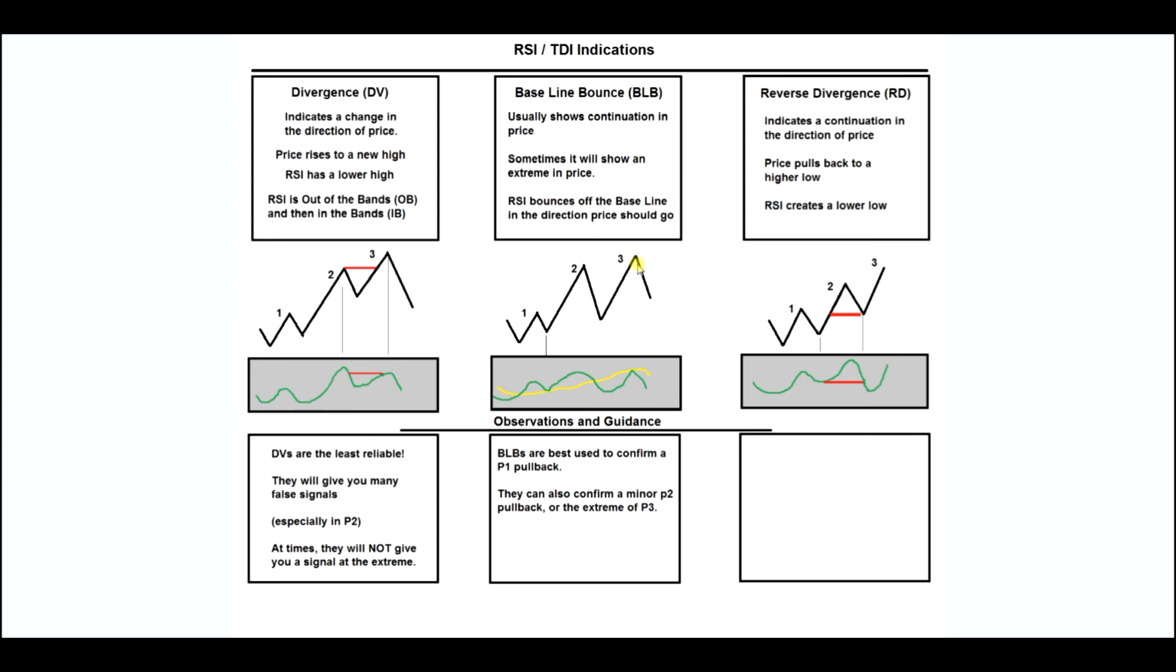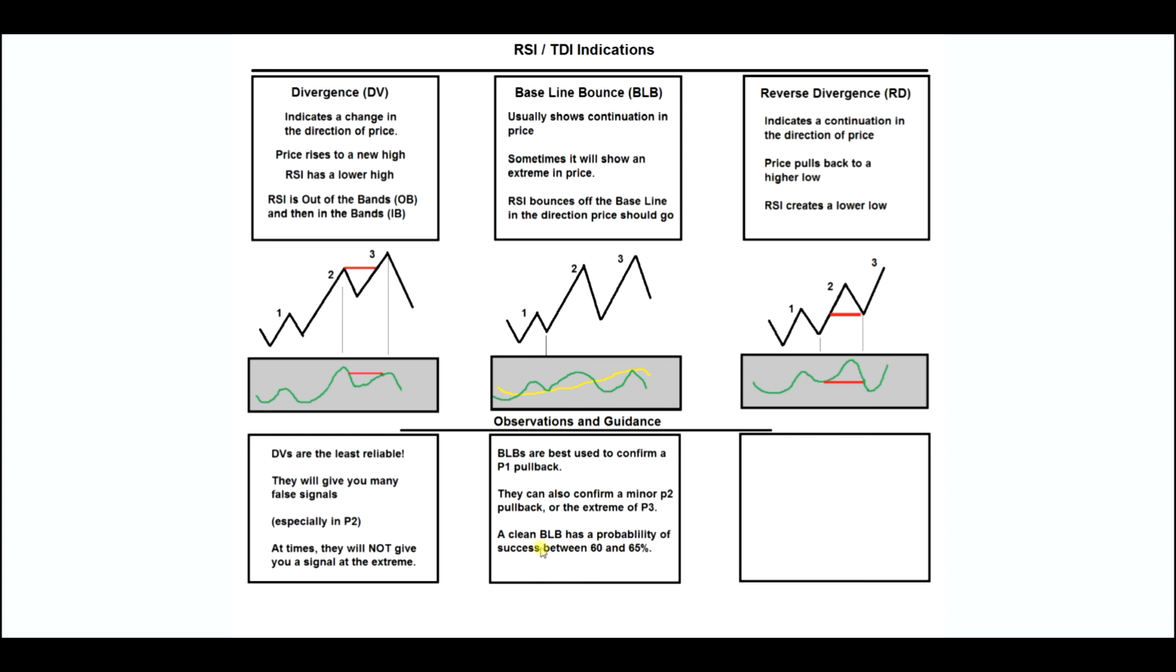Also, if you have 3 sub pushes going up in push 3, you can get a baseline bounce off of this one, off this sub push 2 going up into the final push 3. Okay, and then of course, as I said, they can also show the extreme of a push, as in push 3 up in here, they can come in and bounce off the bottom of the baseline.